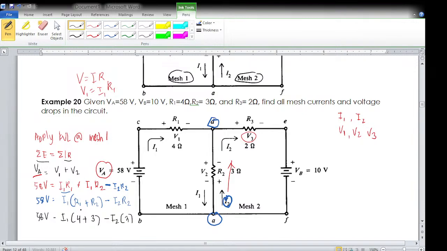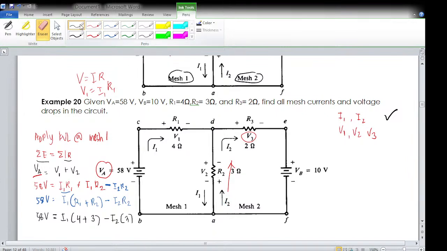Now, from here, class, we have 2 unknowns in just one equation. What are the two unknowns here? I sub 1 and I sub 2, both unknown, because that is our target. So how do we solve for I sub 1 and I sub 2? We need another equation. Where will we get the other equation? From mesh 2, ma'am. Okay, from mesh 2.